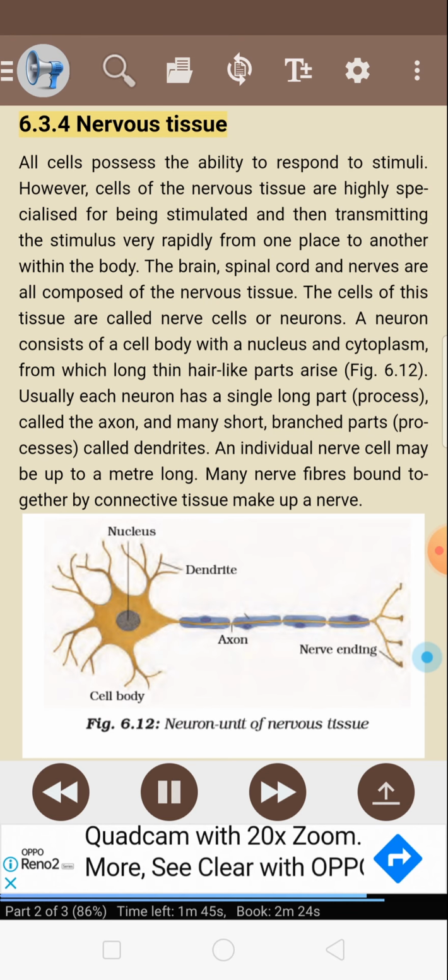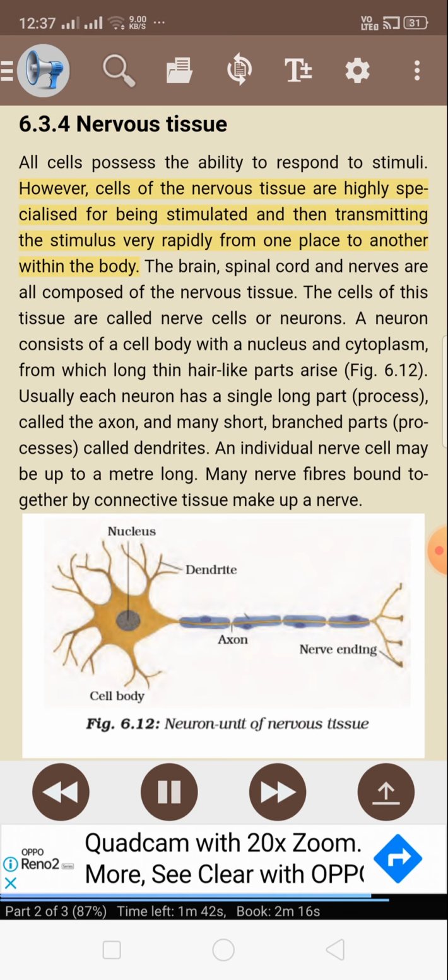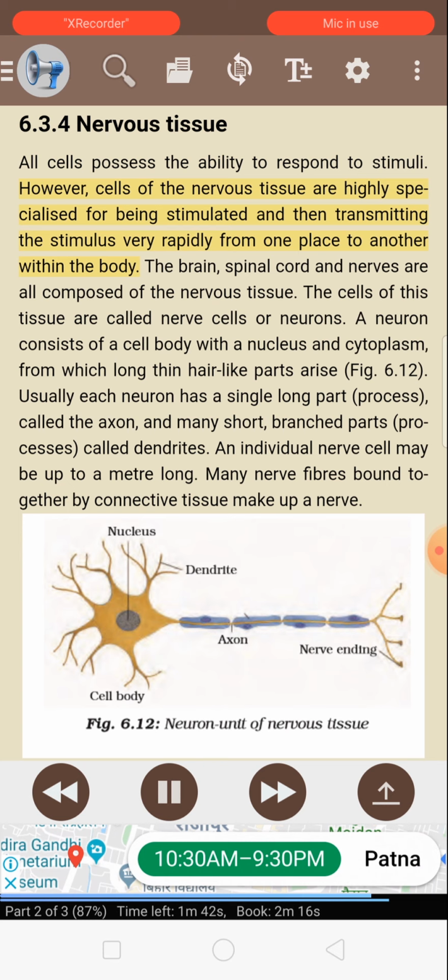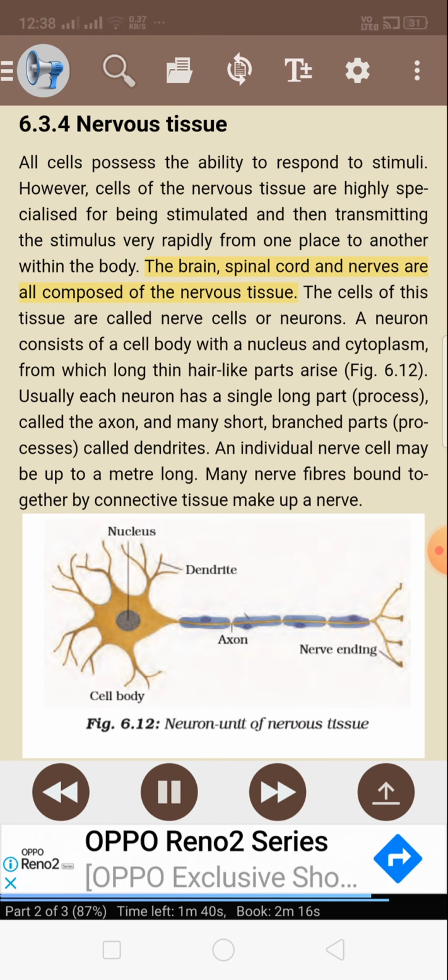6.3.4 Nervous tissue. All cells possess the ability to respond to stimuli. However, cells of the nervous tissue are highly specialized for being stimulated and then transmitting the stimulus very rapidly from one place to another within the body. The brain, spinal cord, and nerves are all composed of the nervous tissue. The cells of this tissue are called nerve cells or neurons.